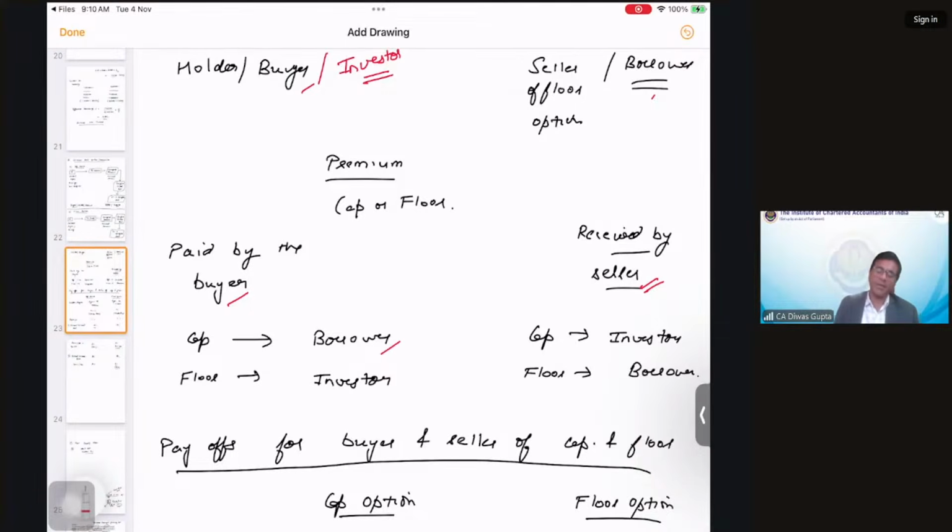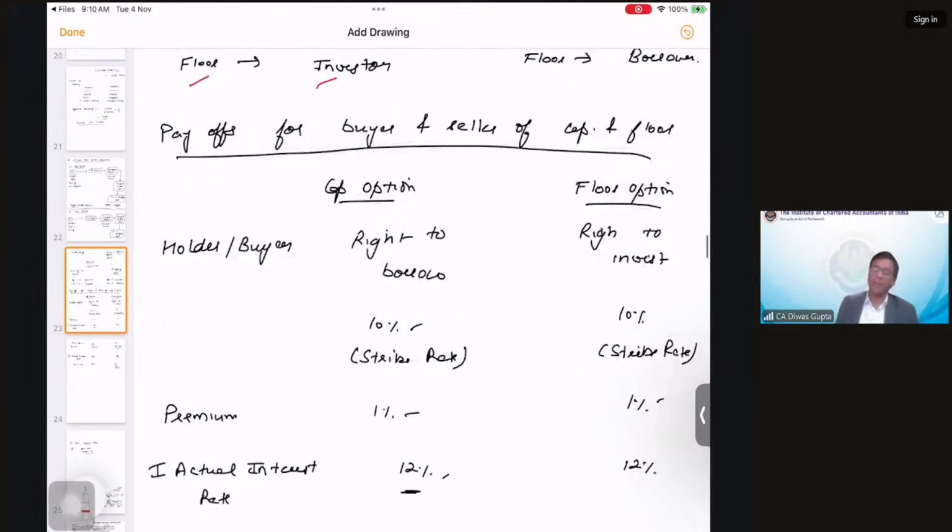In the case of a cap option, the buyer becomes a borrower. In case of a floor option, the buyer becomes an investor, right? We are talking about the buyer's perspective here. From the seller's perspective, the seller of a cap option will become the investor and the seller of a floor option will become the borrower, right? So that position is clear. Now for the payoffs for the buyer and seller of cap and floor.